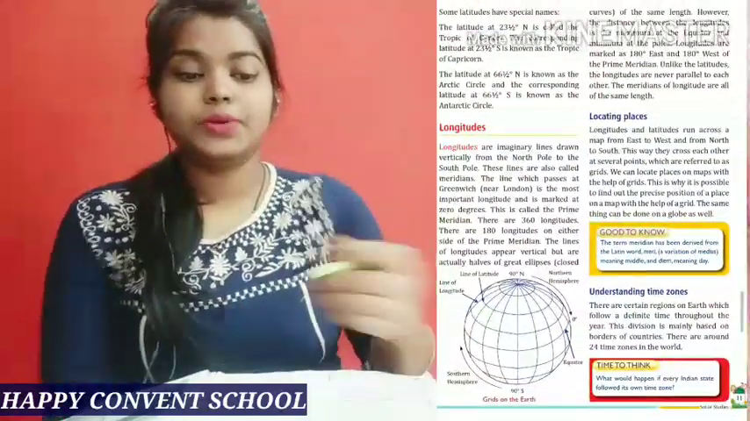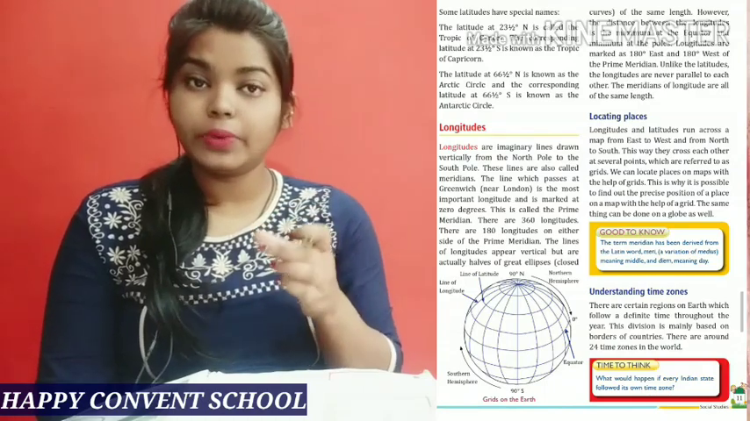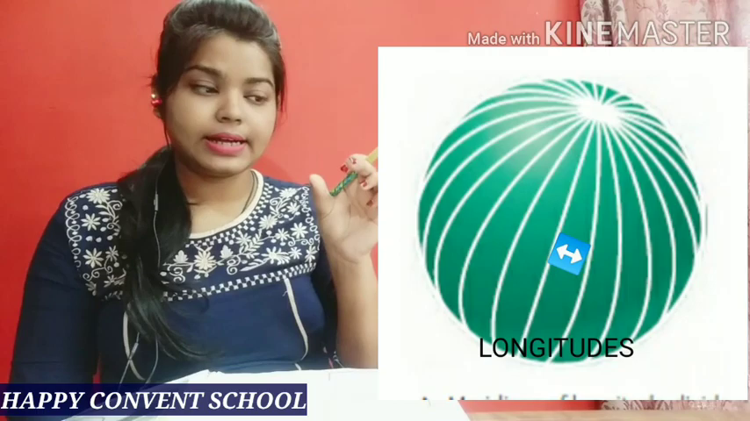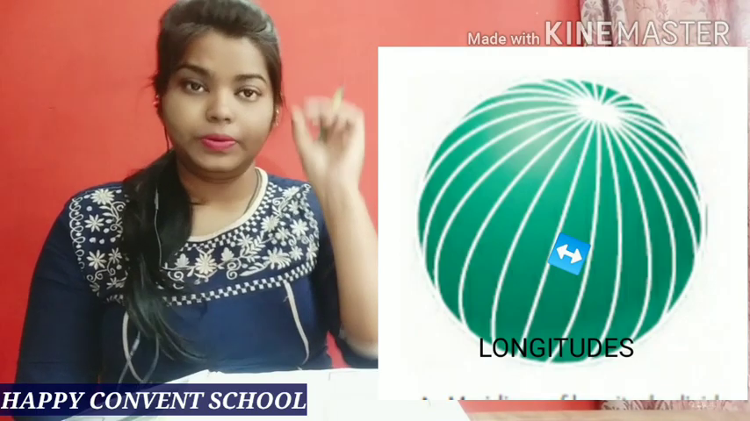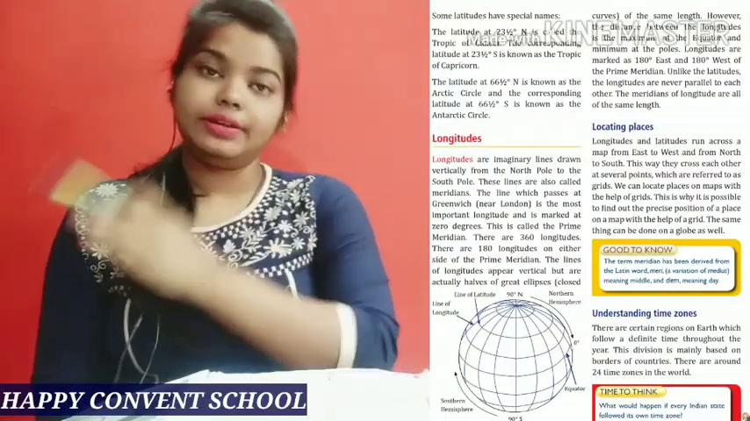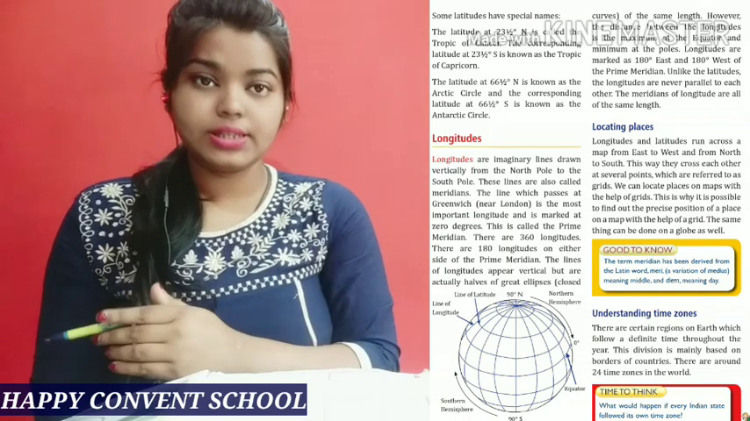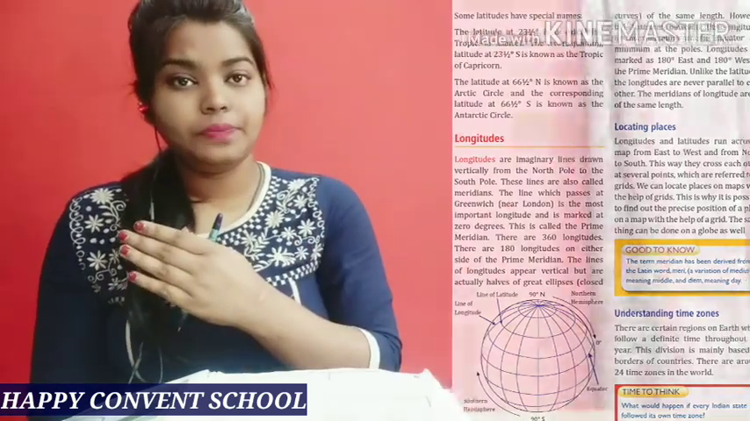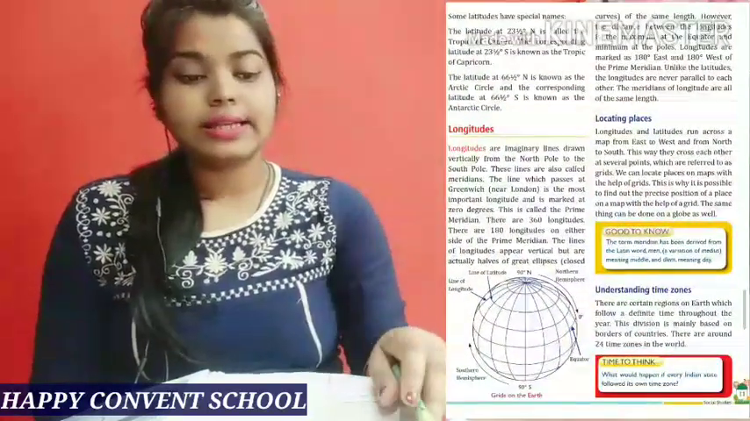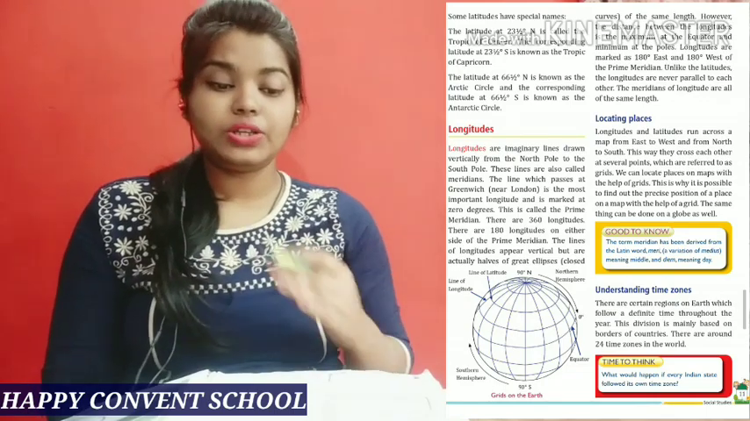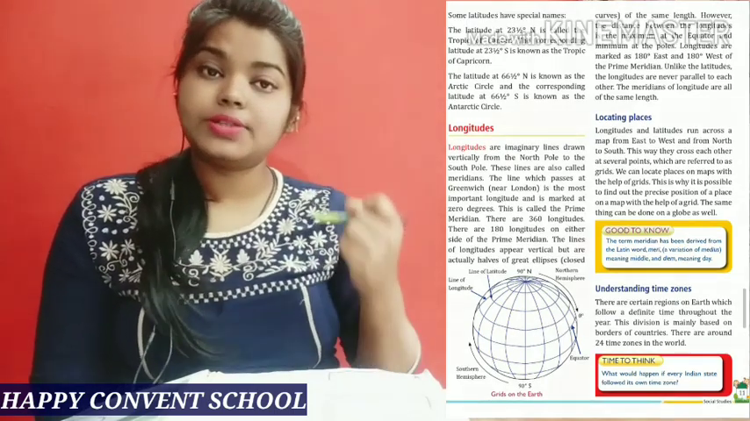However, the distance between longitudes is maximum at the equator. Okay, so near the equator it is maximum. Then it starts to decrease toward the pole. Okay, next. Longitude is marked as 180 degree east and 180 degree west, depending on the direction. So unlike latitudes, the longitudes are never parallel. Okay, they are not parallel to each other, but they have the same length.